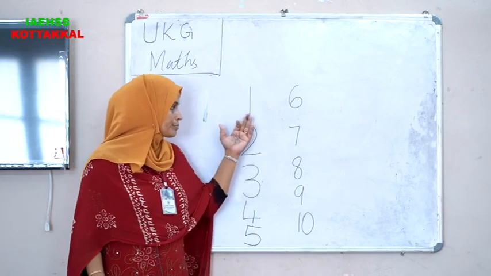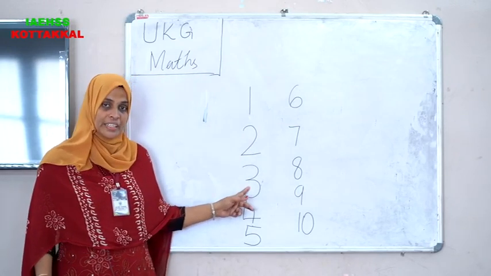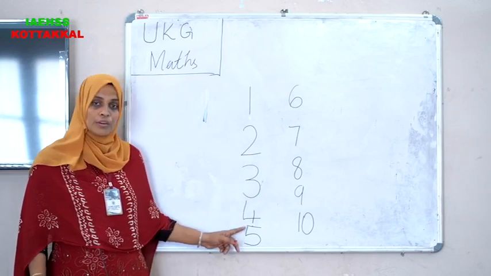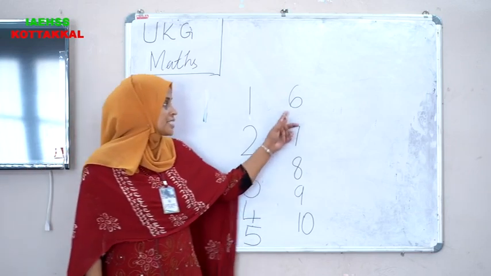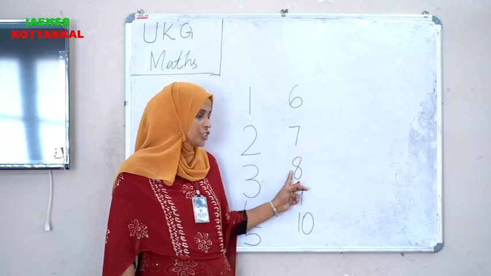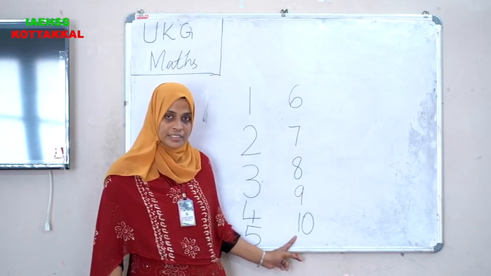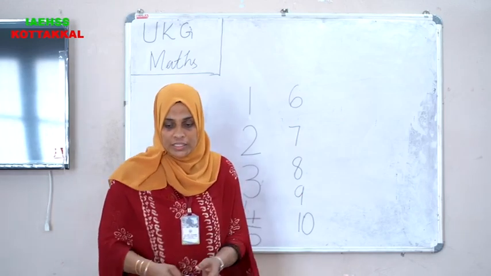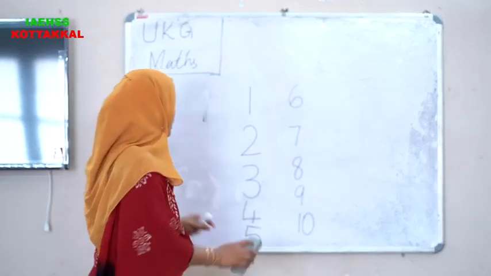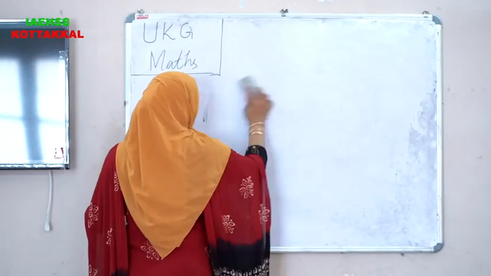All of you read. 1, 2, 3, 4, 5, 6, 7, 8, 9, 10. All of you look here. The number name, all of you listen.